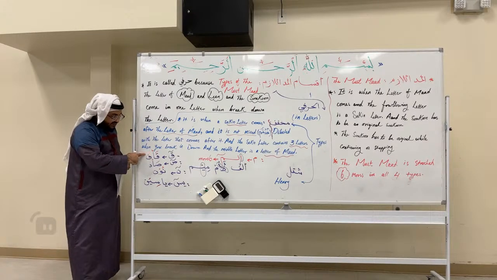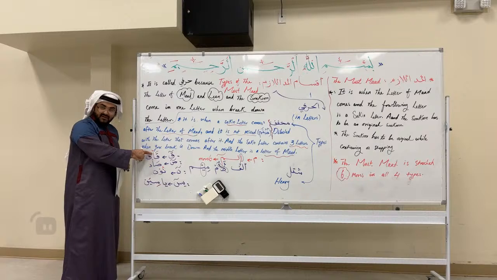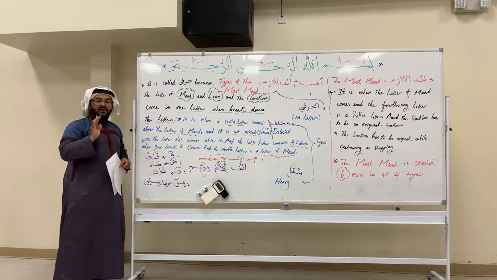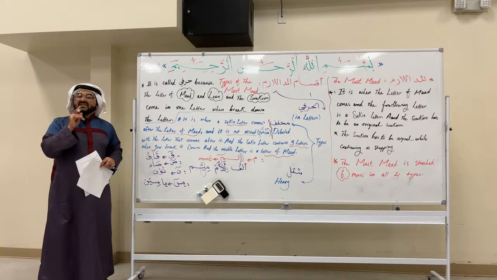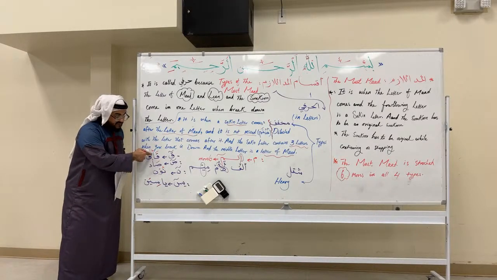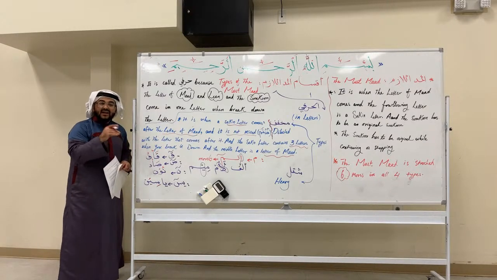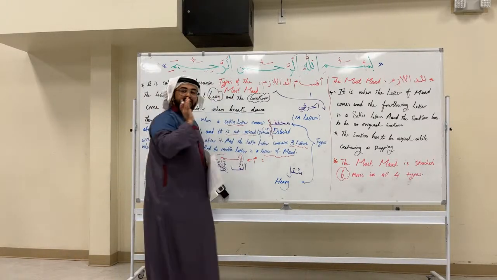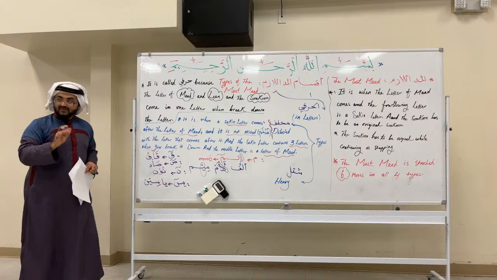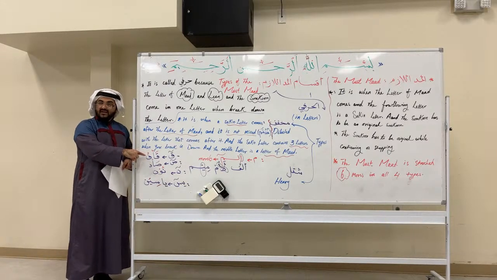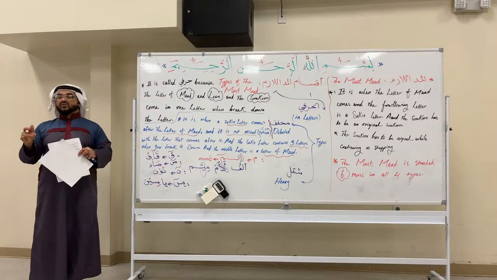The letter that comes after the mad, this is the letter of mad, right? The letter that comes after it is sakin, khafif. It doesn't have shadda. If the letter that comes after the letter of mad is sakin and doesn't have shadda, that's diluted, khafif. You get that, Adam? The letter that comes after the mad is sakin with no shadda. That's the reason it's called mukhaffaf.